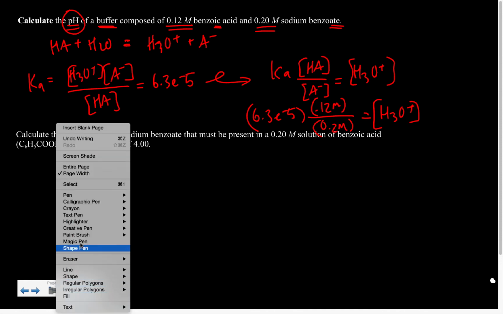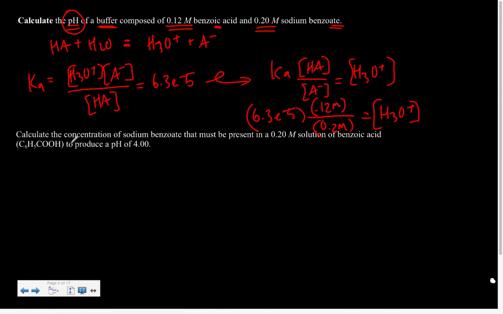Okay, next up. We want to calculate the concentration of sodium benzoate. So which form is sodium benzoate? That's my A minus. That must be present in a 0.2 molar solution of benzoic acid to produce a pH of 4. So if I know that I have a pH of 4, that means 10 to the negative 4 is the molarity of my hydronium ion. So I know that on the front end.